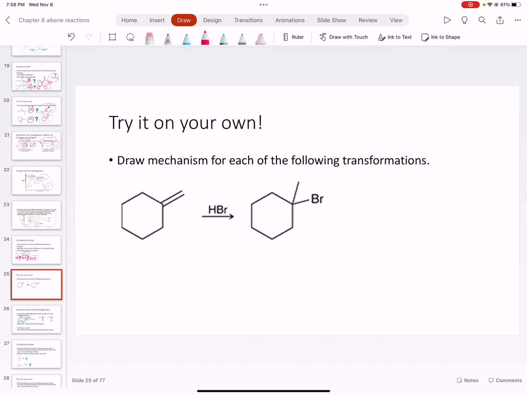So you can start on your own now. Okay, perfect. So then we can get started. And as you can see, this is not as hard as, for example, drawing chairs, right? It's not as hard as drawing Newman projections.